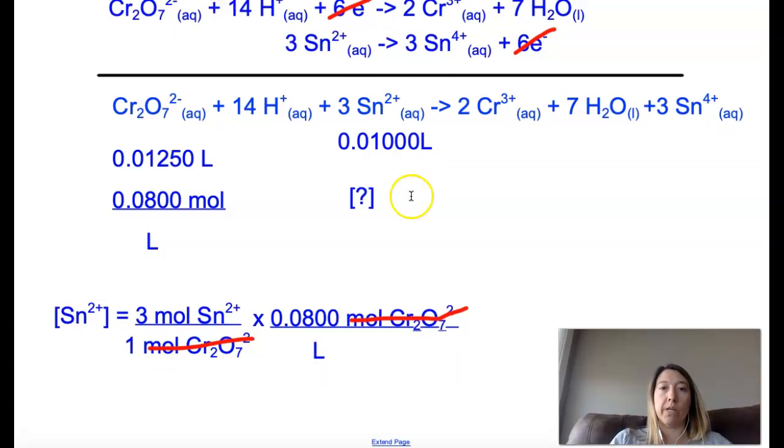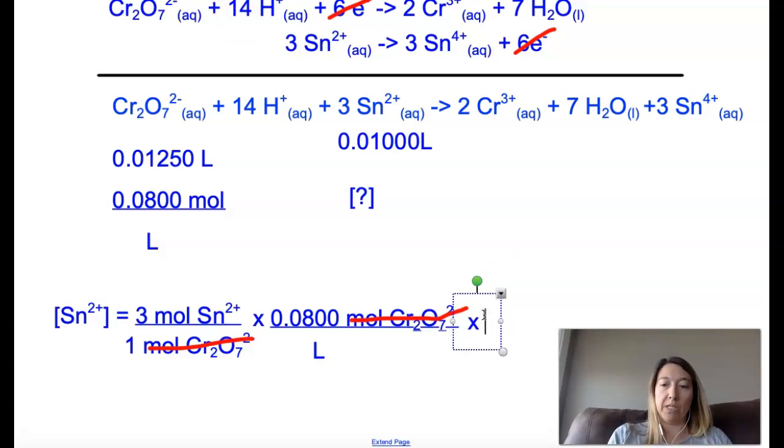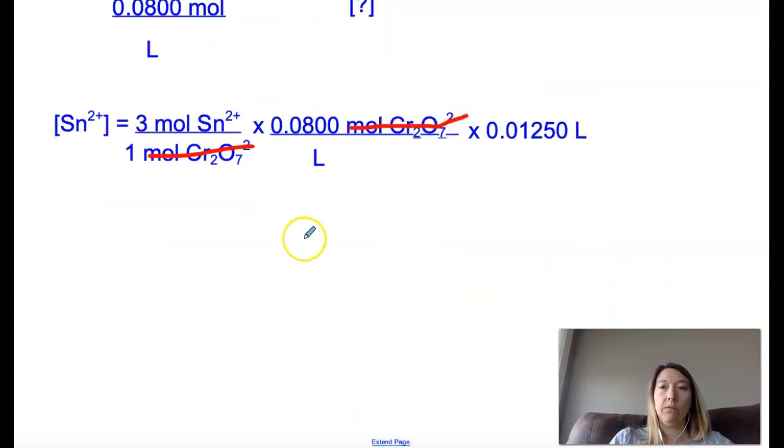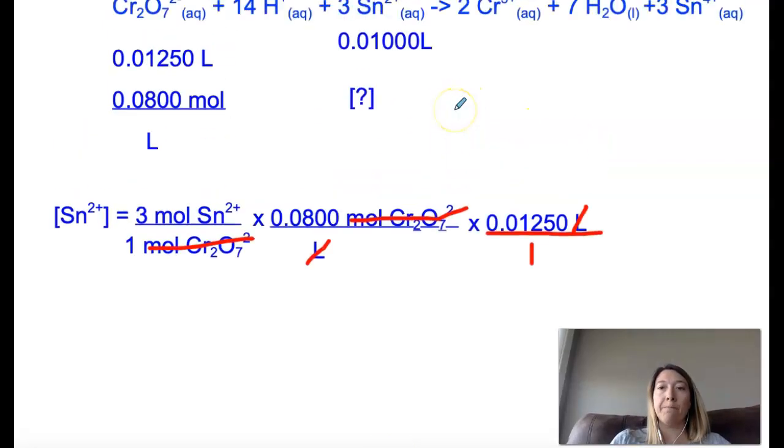To get rid of that, we're going to times by the volume of dichromate. So we're going to times by 0.01250 liters. Right, that is going to cancel our liters. If you really want to, you can definitely put this over 1, if you like everything to have a top and a bottom, you can do that.